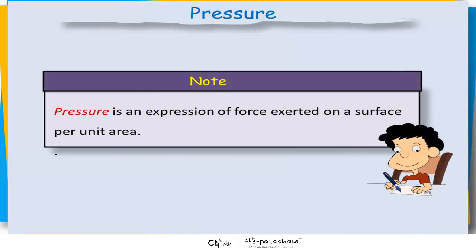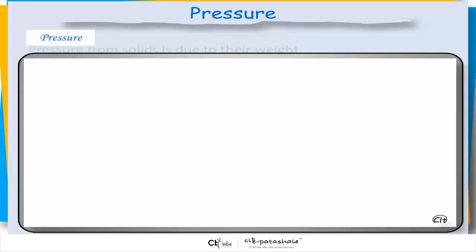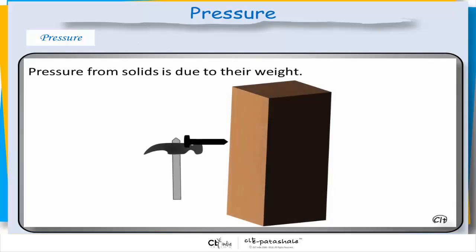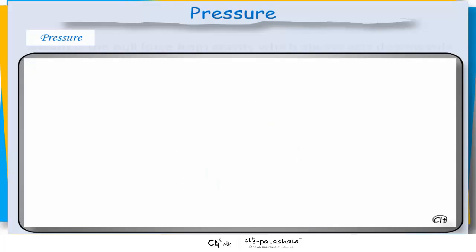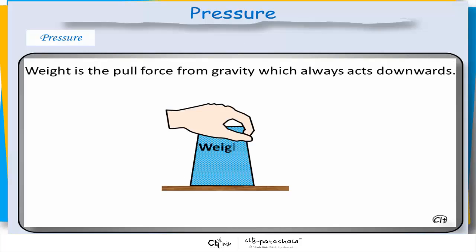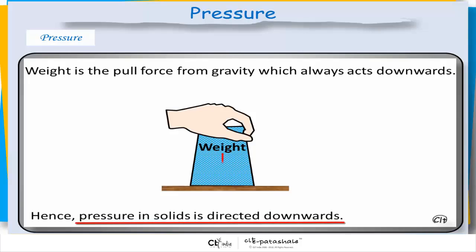Note, children, pressure is an expression of the force exerted on the surface per unit area. Pressure from solids is due to their weight. Here you can see that a solid nail has been hammered on the surface and the nail gets into the wooden block. It's the pressure exerted by the force from the hammer on the nail, and thereby the nail goes into the wooden block. Weight is the pull force from gravity which always acts downwards. Hence, pressure in solids is directed downwards.